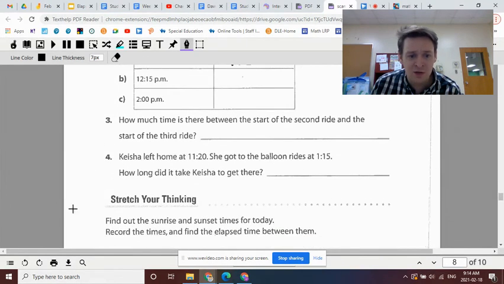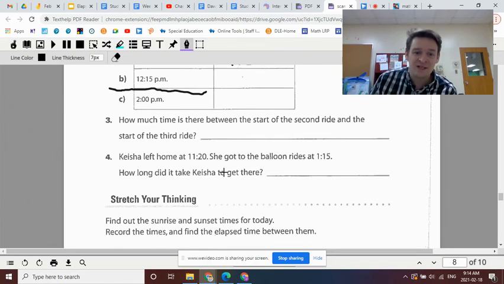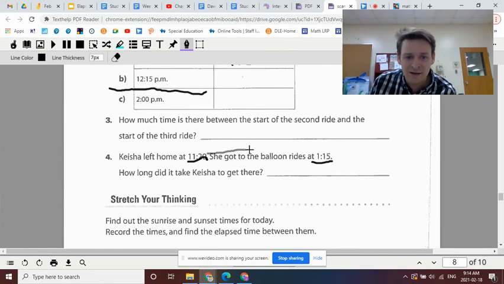And then the last two, before the stretch your thinking question: how much time is there between the start of the second ride and the start of the third ride? So how much time is there between 12:15 and 2 p.m.? And here it says Keisha left home at 11:20. She got to the balloon rides at 1:15. How long did it take her to get there? So figure out the elapsed time between 11:20 and 1:15.